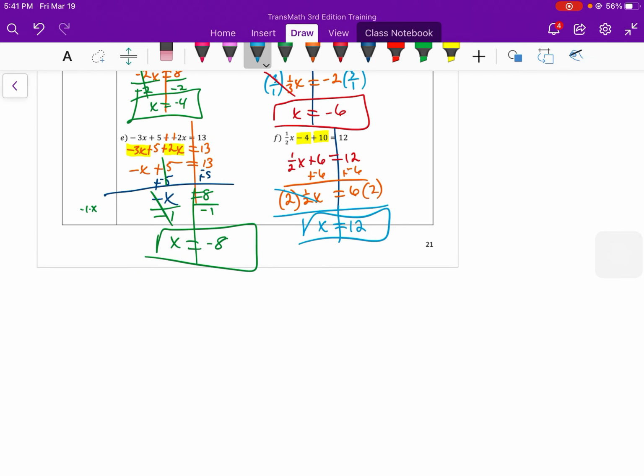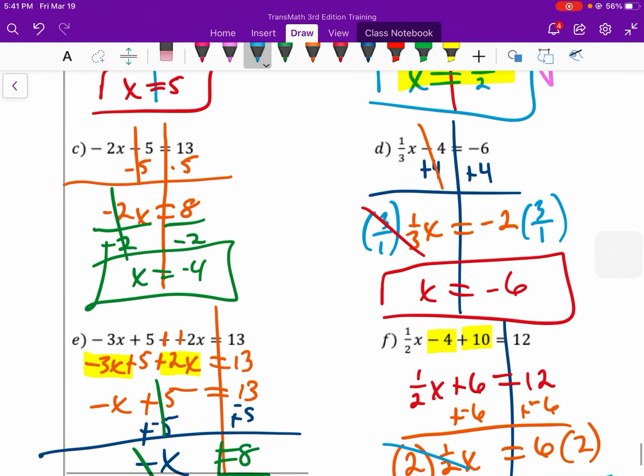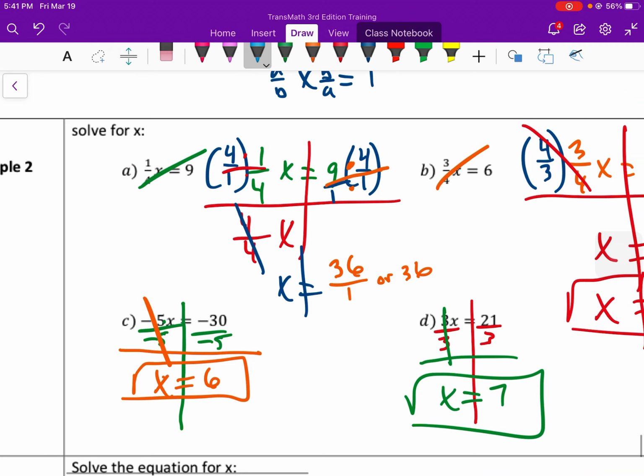All right, and that's the review. If you're unsure on anything, just practice it more. I could see the reciprocals being an issue, and also when we're dividing, like this one right here, make sure if it's a negative 5, we need to divide both sides by negative 5, because we want x by itself.